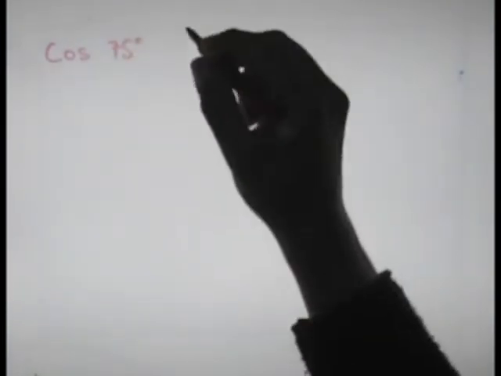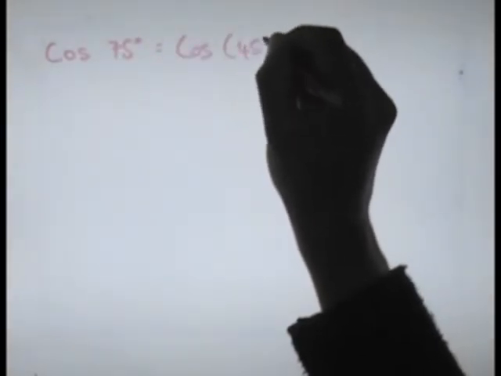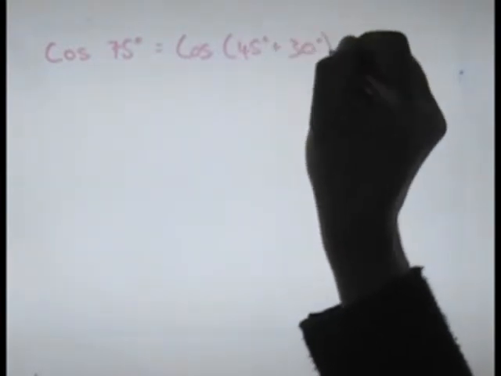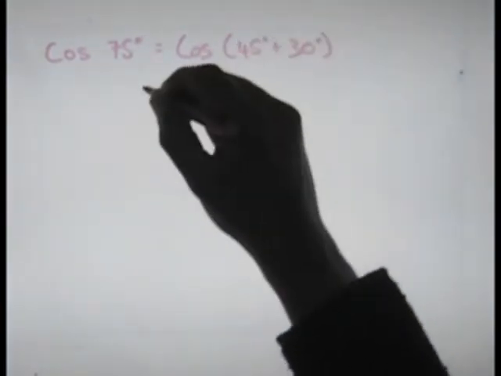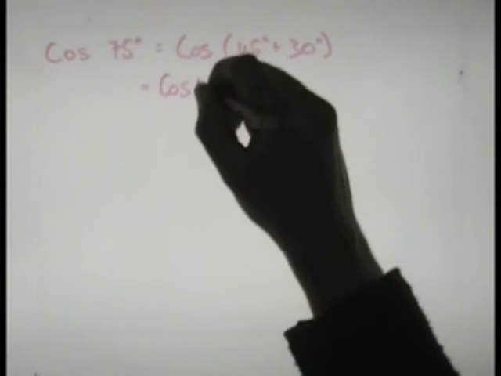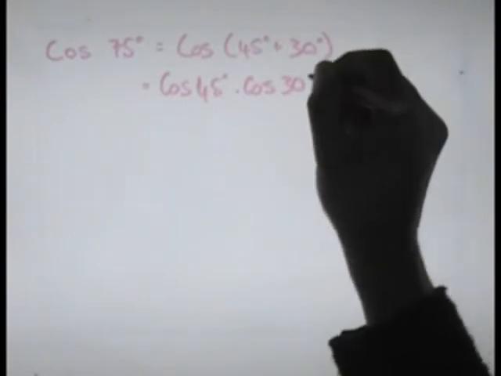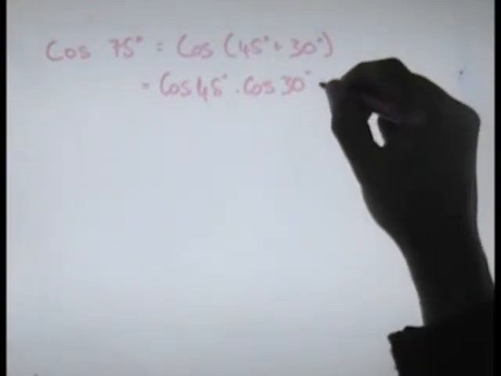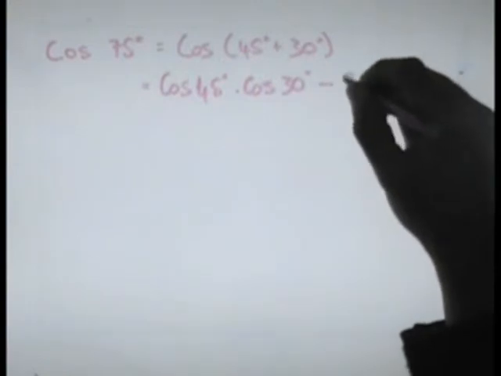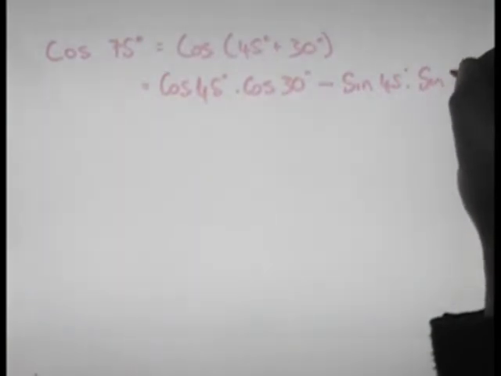The next example we're going to use is cos of 75 degrees. Cos of 75 is the same as cos of 45 degrees plus 30 degrees. Cos A plus B. Now we know that cos A plus B is equal to cos A, which is cos 45, times cos B, cos of 30, minus sine A times sine B.